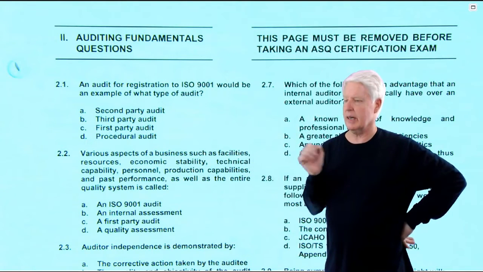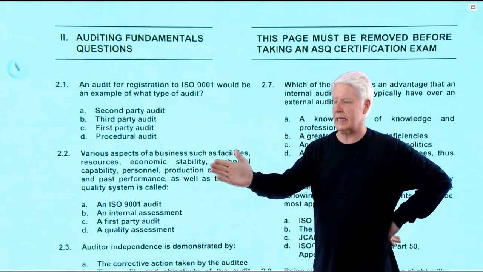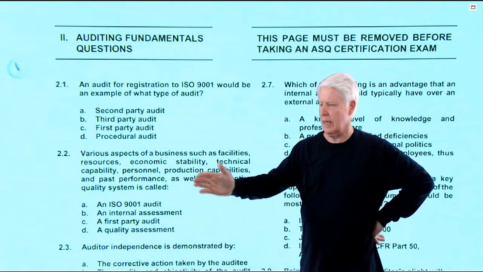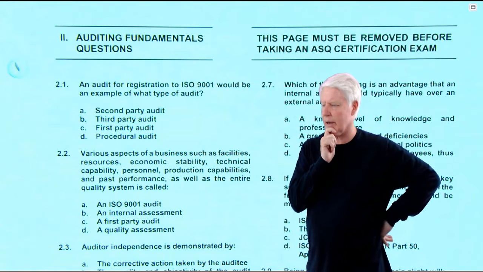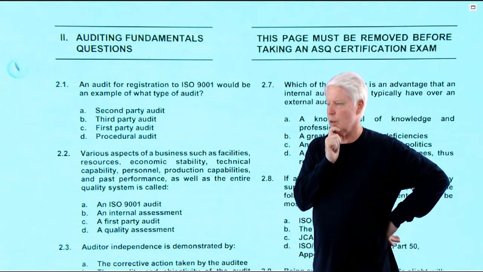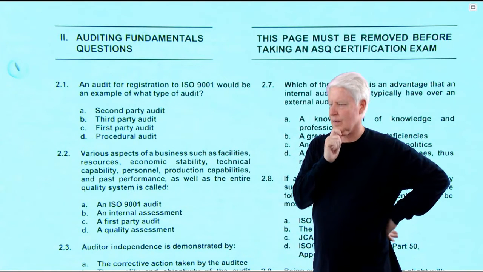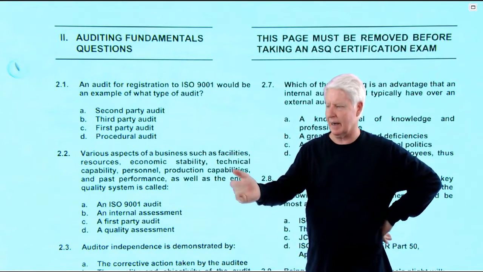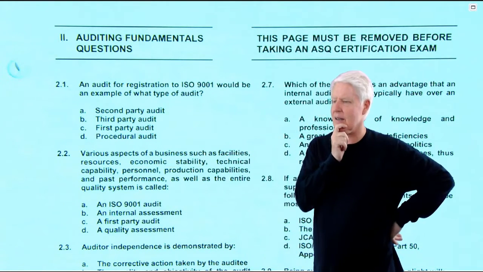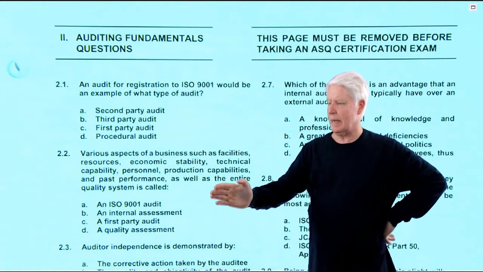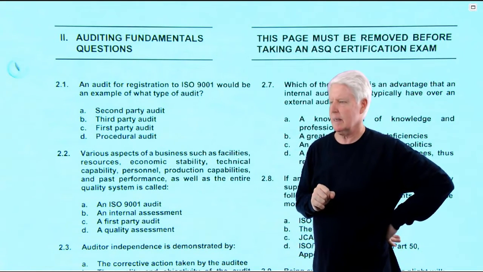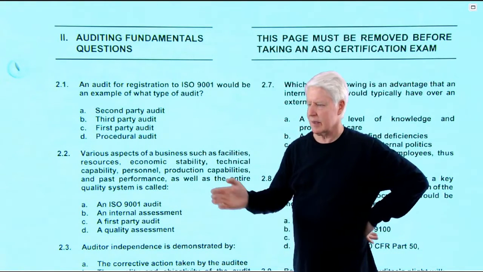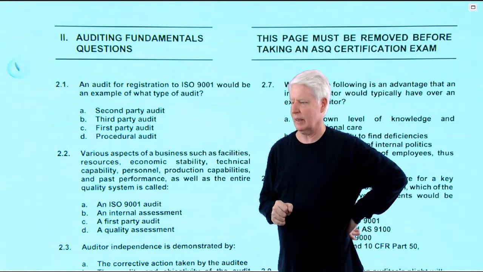Various aspects of a business, such as facilities, resources, economic stability, technical capability, personnel, production capabilities, and past performance, as well as the entire quality system, is called. Wow. An ISO 9001 audit? No, I mean it could be, but not. Economic stability isn't really part of an ISO audit, so it won't be ISO. It's not an internal assessment. There's not enough information to make that correct. It doesn't say internal. It doesn't necessarily say external either, but it's not.